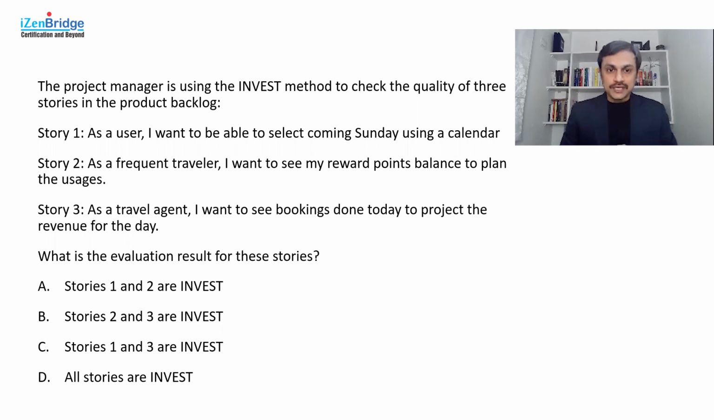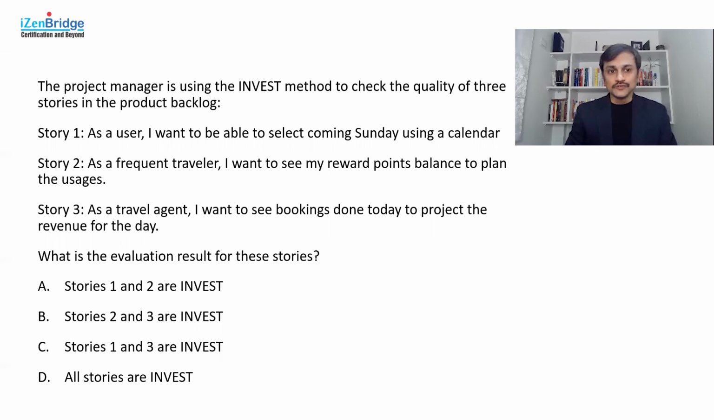The project manager is using the INVEST method to check the quality of three stories in the product backlog. So we have 3 stories. Story 1, as a user, I want to be able to select upcoming Sunday using a calendar. Okay, yeah. Story 2, as a frequent traveler, I want to see my reward points balance to plan the uses. Okay. Story 3, as a travel agent, I want to see booking done today to project the revenue for the day. Okay.